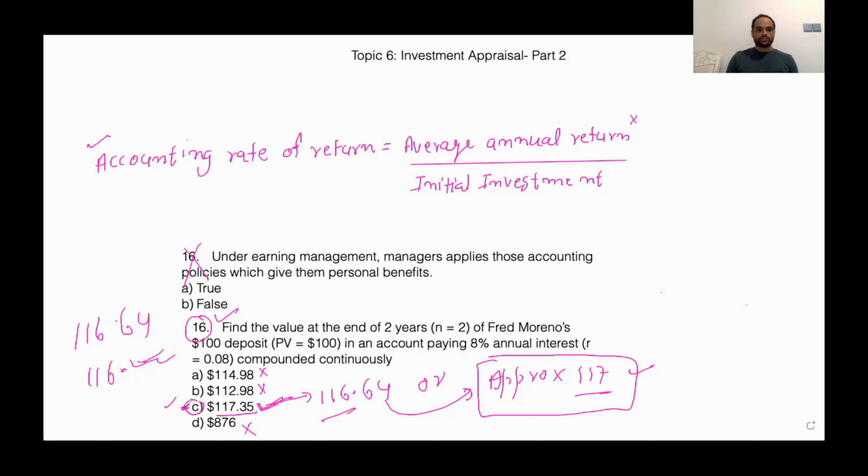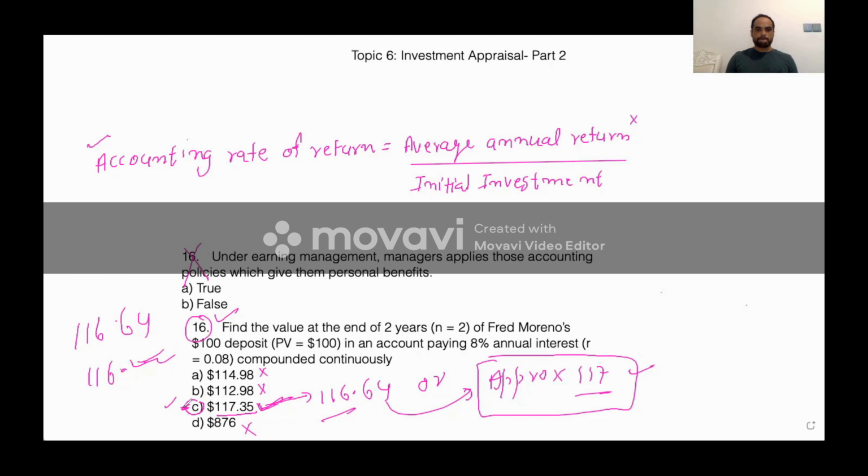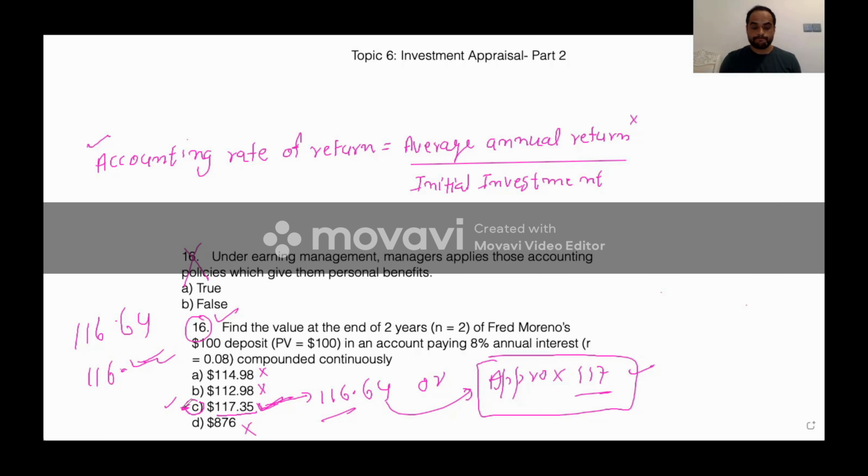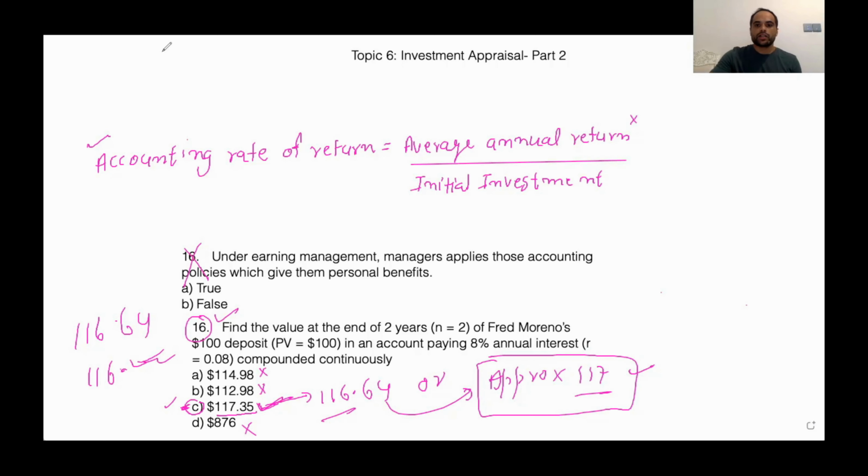So any other question regarding your question 16? If no question, then can we start our next formula, which is net present value? Yes or no? Can we start? Yes, sir. Okay, so let's continue with our next formula, 6.